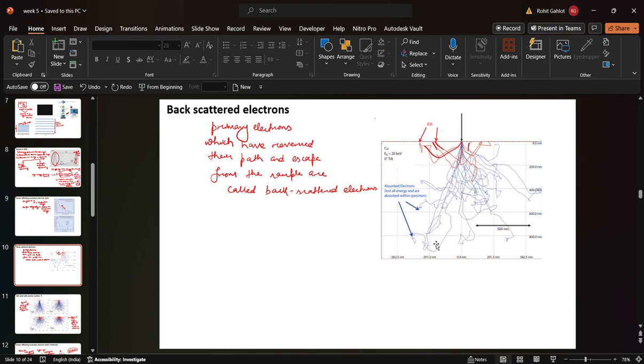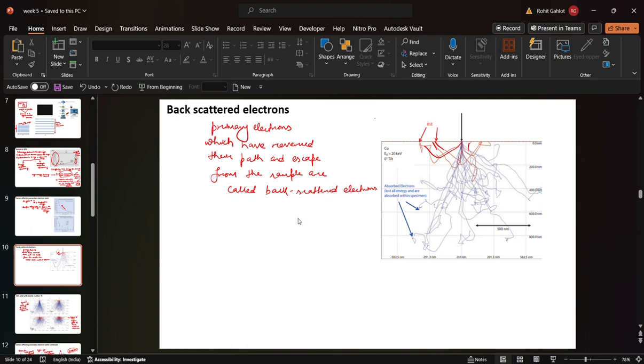If you talk about backscattered electrons, these are the primary electrons which have reversed their path and escaped from the sample. Then there are some absorbed electrons which have lost all their energy and are absorbed within the specimen. Here your electron beam comes in, and you can see some lines are very intense, and as they go deeper, they get less intense, and at last they get absorbed within the specimen. It also depends on the specimen, with higher atomic number and with lower atomic number.